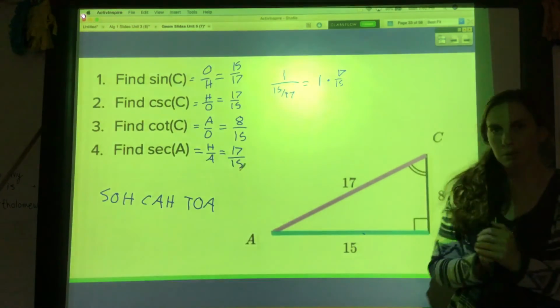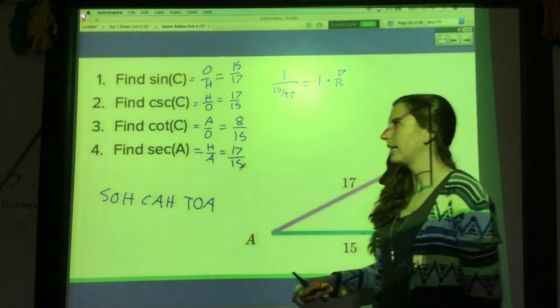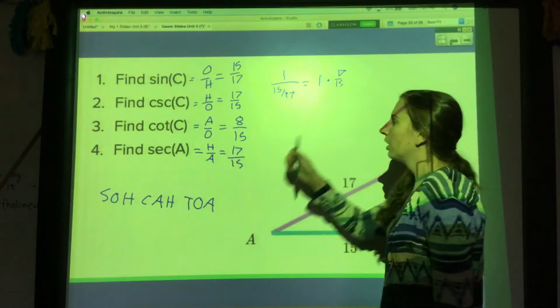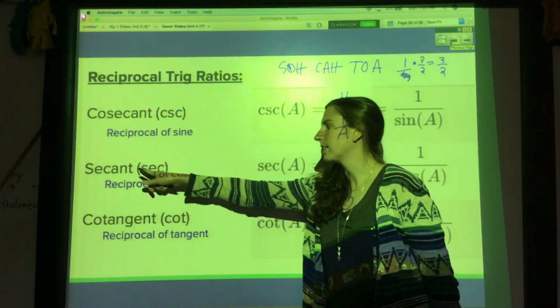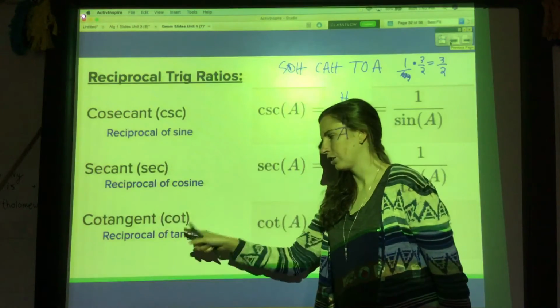And you are going to need to memorize which goes with which. So you're going to need to know cosecant goes with sine, secant goes with cosine, cotangent goes with tangent.